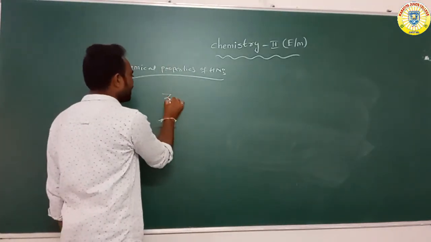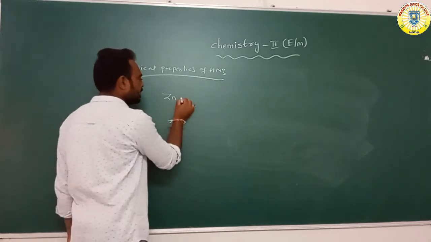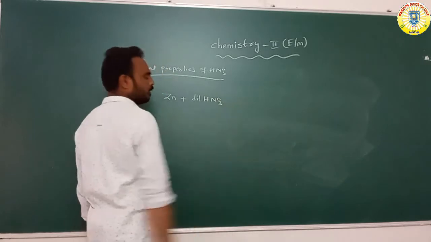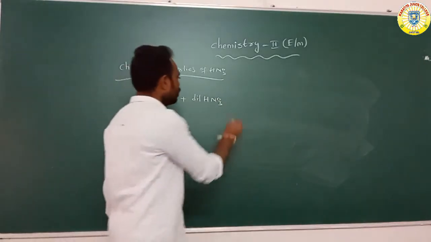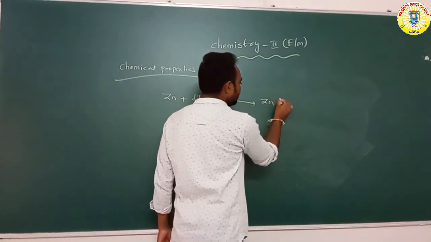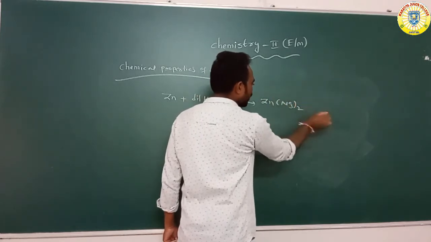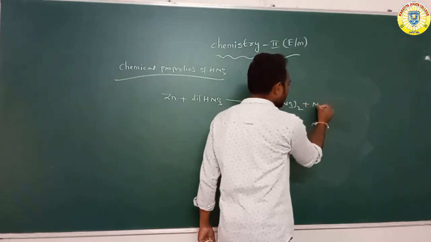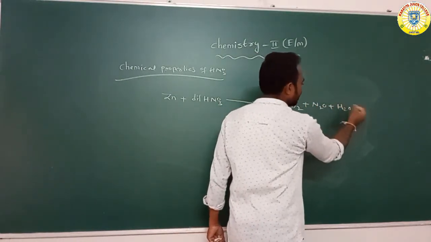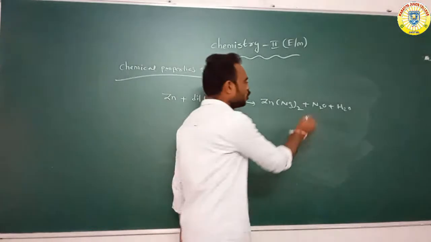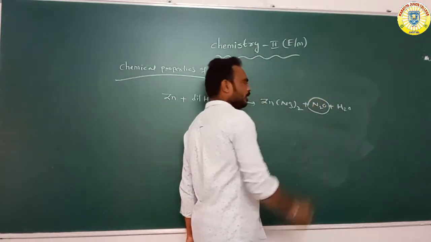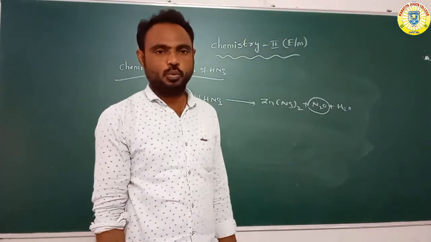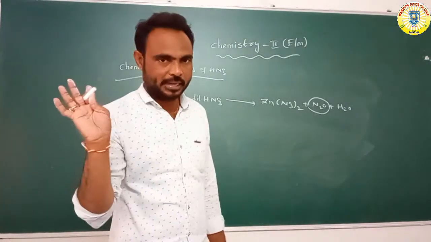Suppose we have taken zinc. The zinc reacts with dilute HNO3 to form Zn(NO3)2, zinc nitrate. Next further, a very important compound N2O, and water molecules. N2O we already know as nitrous oxide.